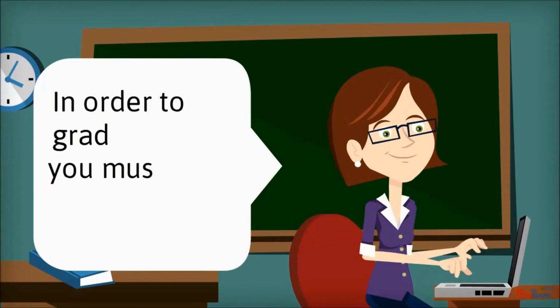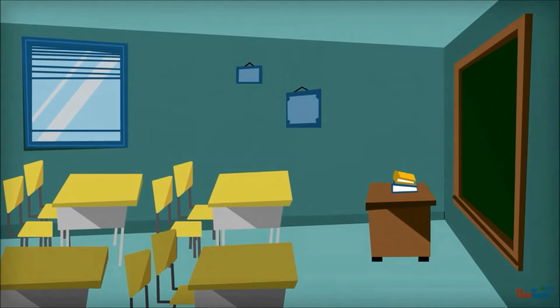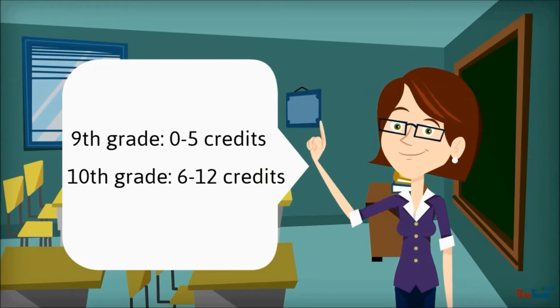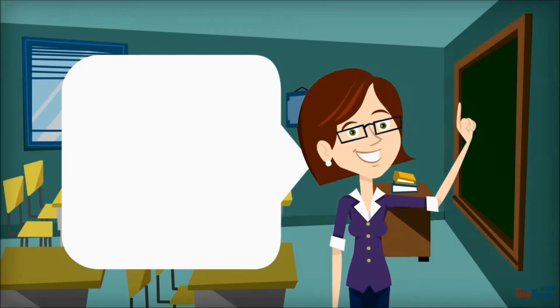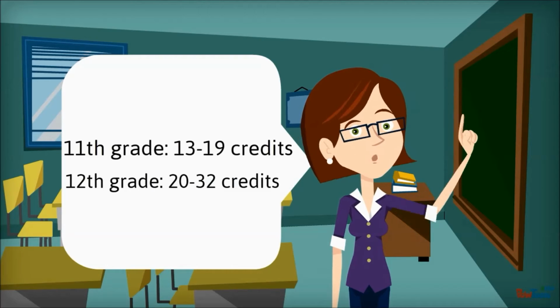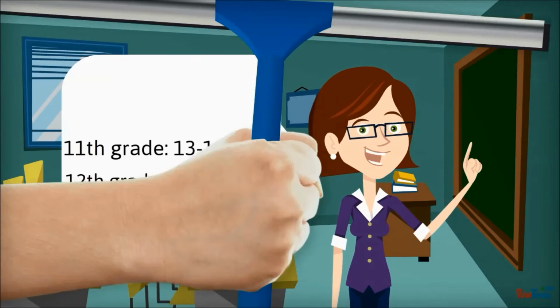In order to graduate, you must earn a minimum of 24 credits, and that is over the course of either 3 or 4 years, depending on what type of graduate you are. Now, we're going to cover the minimum credits required to be promoted from one grade level to the next. You have to earn a minimum of 6 credits to be promoted to 10th grade, a minimum of 13 credits to be promoted to 11th grade, and a minimum of 20 credits to be promoted to 12th grade.